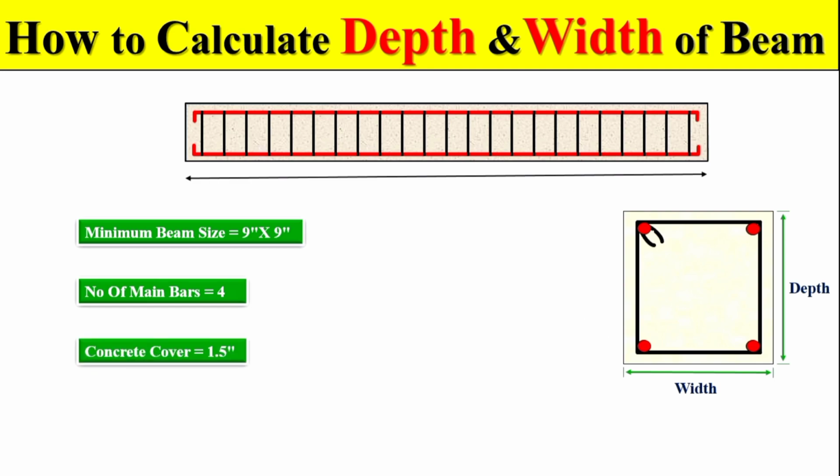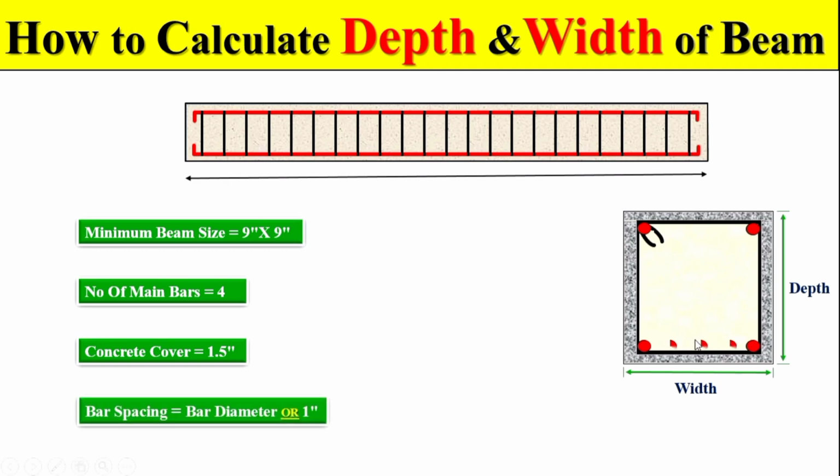Dear students, also remember the concrete cover of the beam should not be less than 1.5 inches. And also remember, if we provide some extra main bars in a beam, the spacing between these two bars should be equal to the bar diameter or equal to 1 inch.